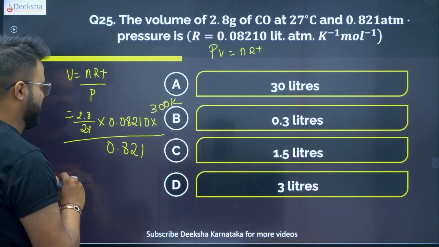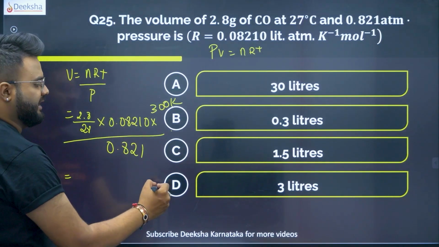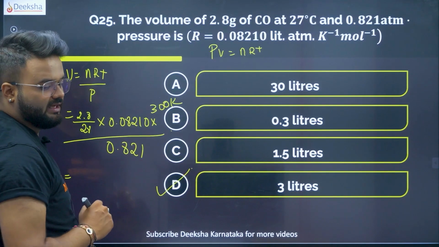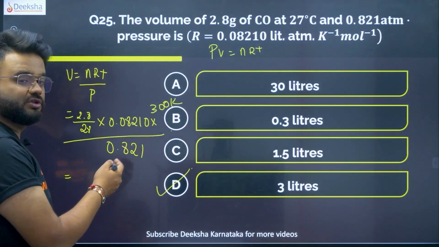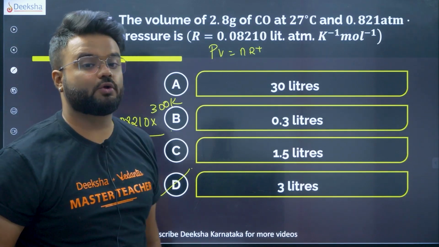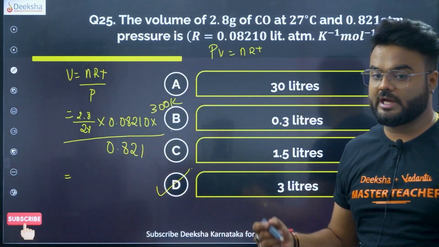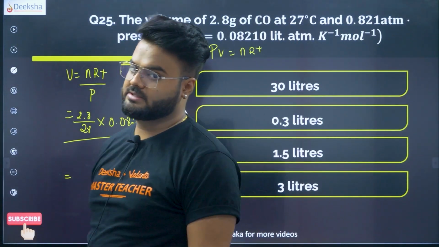When you solve this, you will get your answer, that is 3 liters. That is nothing but your 3 liters. Clear? You just use your calculator. Sorry, don't use a calculator. I mean, you can use it. When you calculate, you will get it as 3 liters.